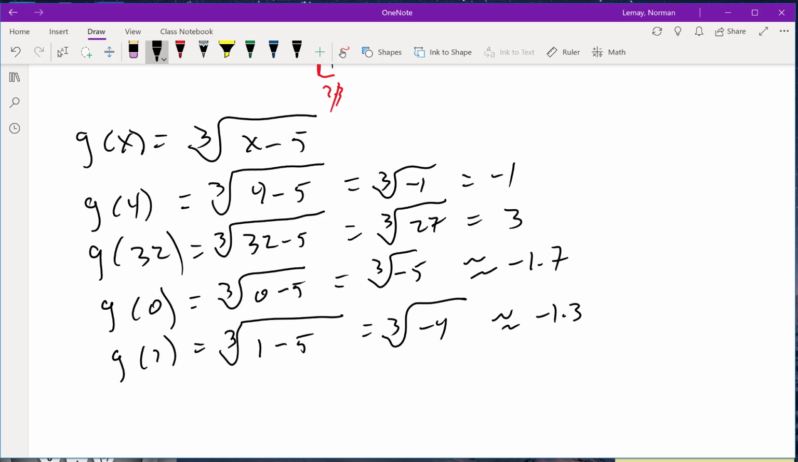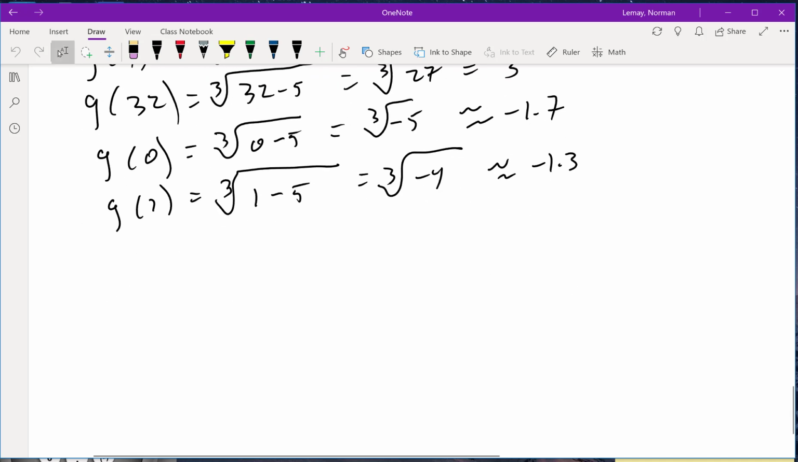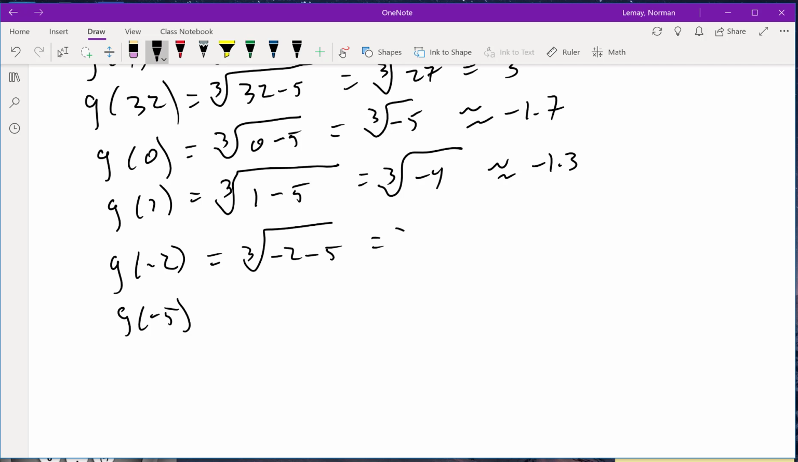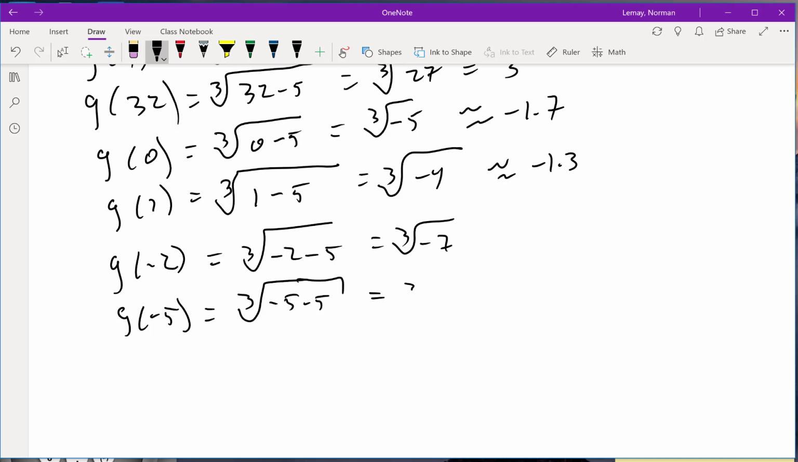And we can go a little bit more if we wanted. Let's just take a couple more. So g of negative 2 and g of negative 5, say. And note that this is the cubed root of negative 2 minus 5, which is the cubed root of negative 7, which comes out to 1 point something. And notice that we can take the cubed root of negative 5 minus 5, which is the cubed root of negative 10. And again, you can plug these two values into your calculator.